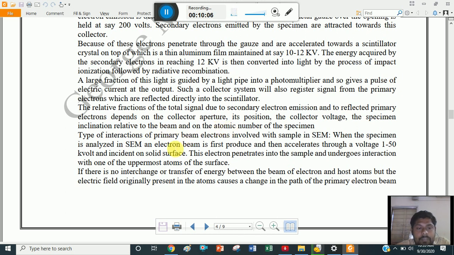specimen. Now, which type of interactions of the primary beam of electrons are involved with the sample? When a specimen is analyzed in SEM, an electron beam is first produced and then accelerated through a voltage of 1 to 50 kilovolt and incident on the solid surface. That is the starting of the analysis.